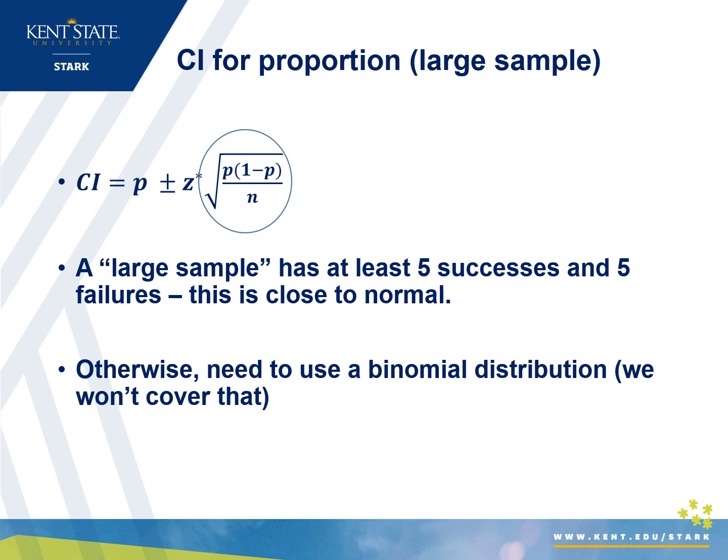Now remember, as long as you have at least 5 successes and at least 5 failures in your sample, you can use the normal distribution to determine that multiplier, which here I denote as z star. Otherwise, you'll have to use the binomial, which is going to fall outside of the scope of this course.